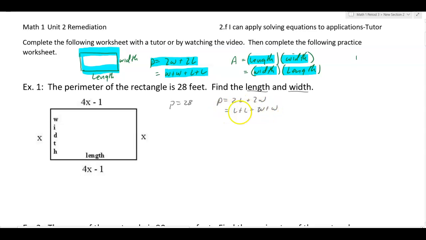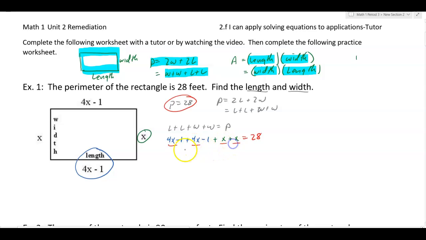So if I use that idea, I can say length plus length plus W plus W is equal to the perimeter. What can I replace the length with? Well, if the length is 4x minus 1, I'm going to say 4x minus 1 plus 4x minus 1. Then I can say the width is x, so I can say plus x, equals the perimeter, which we said was 28. So I can replace P with 28. And what this allows me to do is go ahead and solve for x.